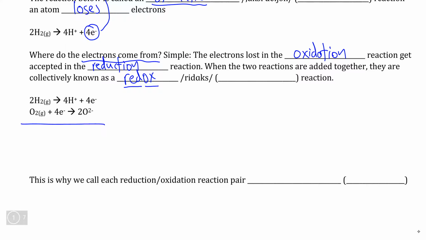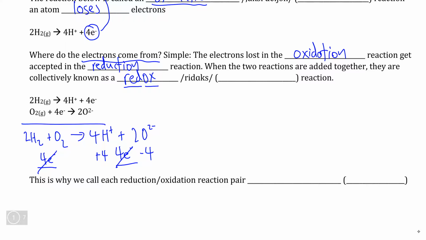And we can show what the redox reaction is by simply adding our two reactions together. So if we put both of our reactants together, we get 2H2 plus O2, hydrogen and oxygen gas respectively, go to 4H+ plus 2O2-, and of course we have 4 electrons on either side. But because the same number of electrons appear as a reactant and a product, we can cancel them from the overall reaction, and the resulting reaction that we get has its charge balanced. We can see that 4H+ ions gives us a charge of positive 4, 2 oxygen ions gives us a charge of negative 4, positive 4 minus 4 is a charge of 0, so our overall reaction is balanced.